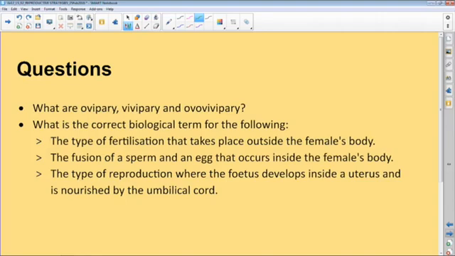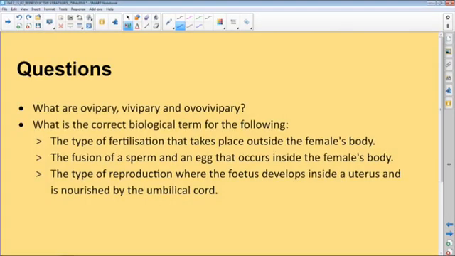Okay, next one. I have a couple of questions for you. These questions are a little bit easier. Remember, the easy ones are the ones that you're going to struggle with later. So let's have a look at it. First one: What is oviparous? What is viviparous? And what is ovoviviparous?